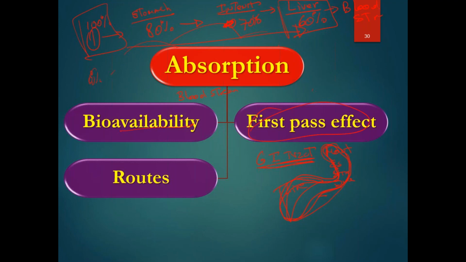Okay? All right, so listen again. The first pass effect is all this route where you have 100%. At the end, you will have 60% that is going to the bloodstream. That 60% is the bioavailability. So the bioavailability depends on what? On the first pass effect. So the first pass effect is going to have a very intense effect on the bioavailability. Is that clear or no? Yes, Dr. Yes. Okay.